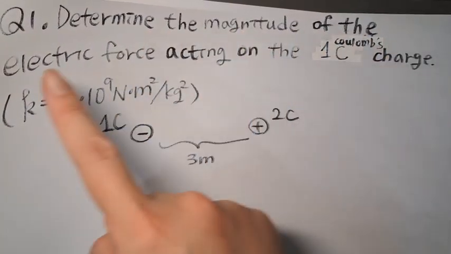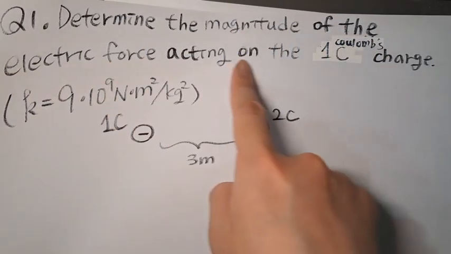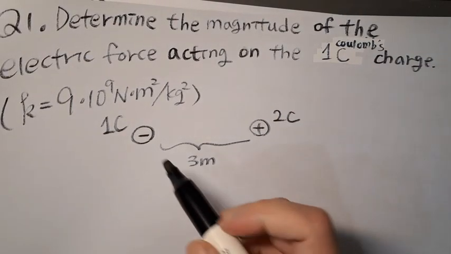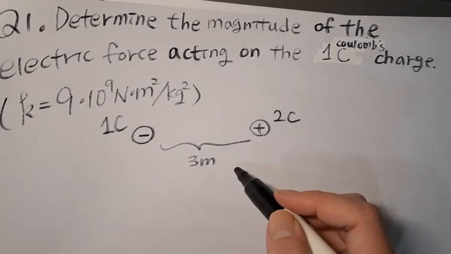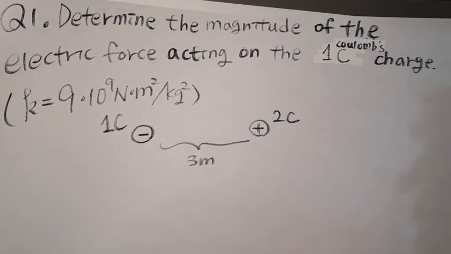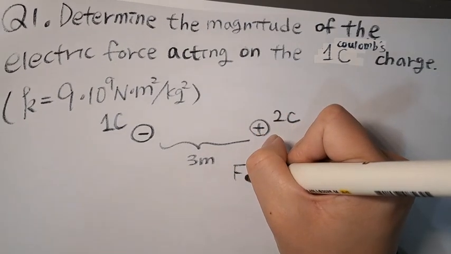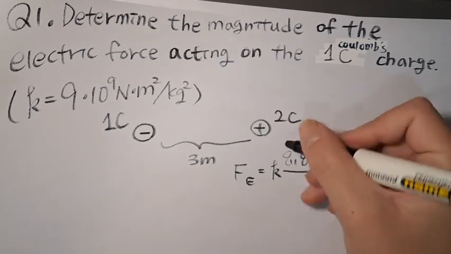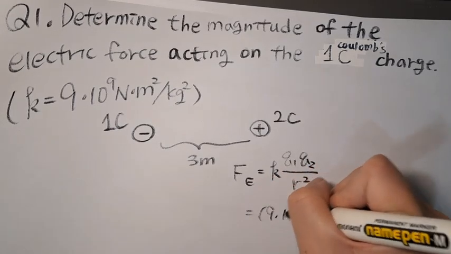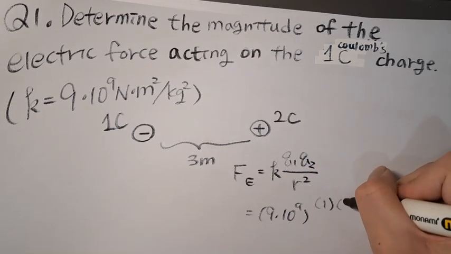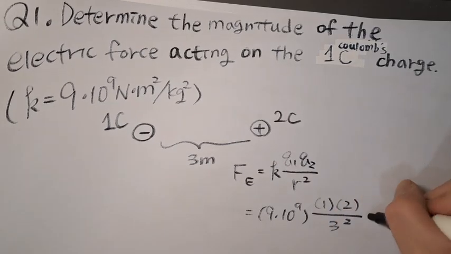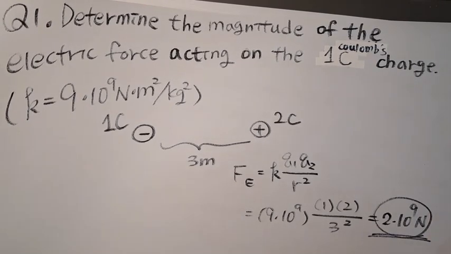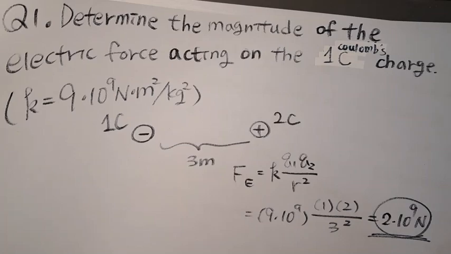Determine the magnitude of the electric force acting on the 1 coulomb charge. So there are 2 charges and 3 meters is the distance between them. And we are going to apply this equation. So 2 times 10 power 9 Newton is going to be the answer.